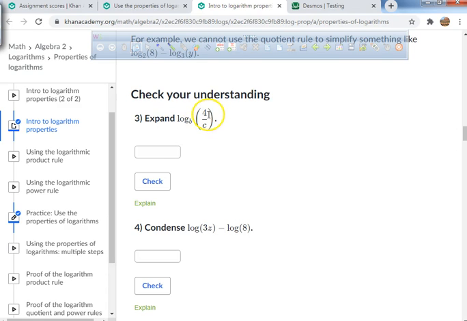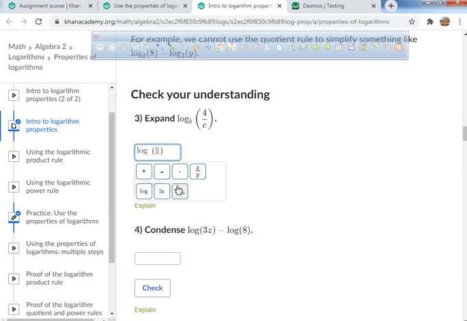So if we're expanding, we're allowed to change this to log base b of b. And you're allowed to put a 4 right there. And we're going to put minus log base b. And we're going to put the letter c. So when you're dividing, you're allowed to subtract the logarithms right there. That's the quotient rule. See?